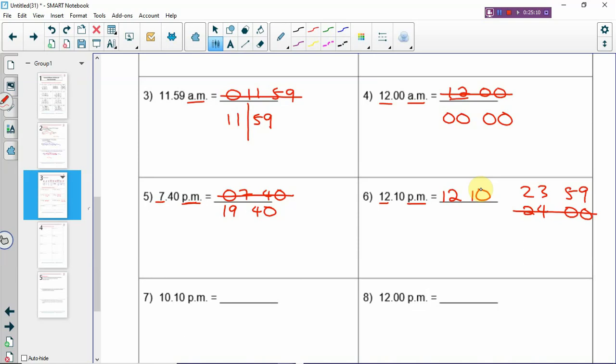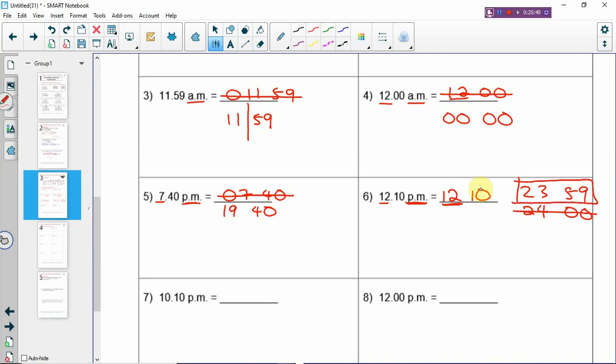All right, PM. PM is what? PM is your first two digits have to be 12 and bigger. Remember, if it's PM, when you convert to 24-hour time, the first two digits must be 12 and bigger. So your first two digits will be 12, and then the minutes will be 10. So 12, 10. Right? So don't add 12 to 12. Otherwise, you get 24. Because the biggest number in your 24-hour clock is 2359.